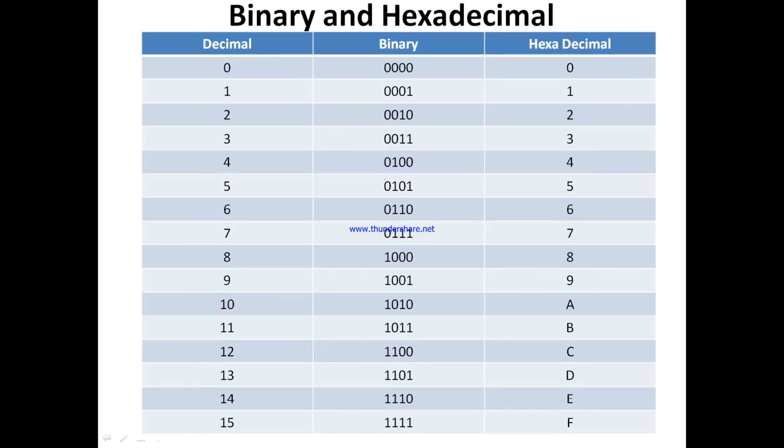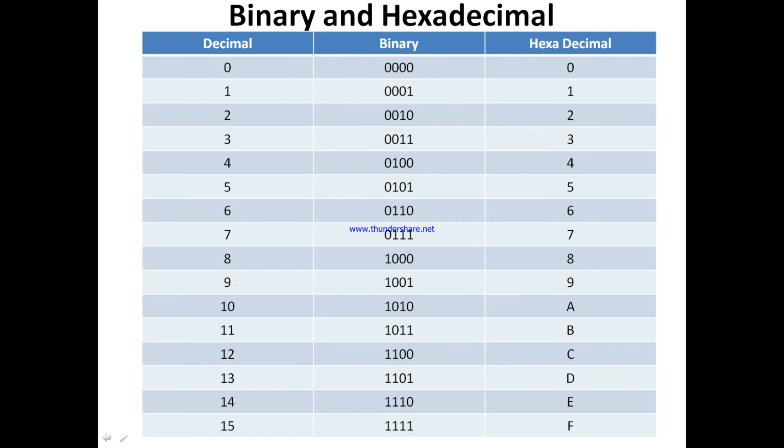The next conversion is binary to hexadecimal. Binary to hexadecimal is very simple. Look at this table. Here the decimal is 0, the equivalent binary is 0000, and the equivalent hexadecimal is 0. Up to 9 there is no difference between decimal and hexadecimal. After 9, value number 10 is 1010, and in hexadecimal we need to write this as A. Then 1011 is B, C, D, E, F. This is a table we have to study.